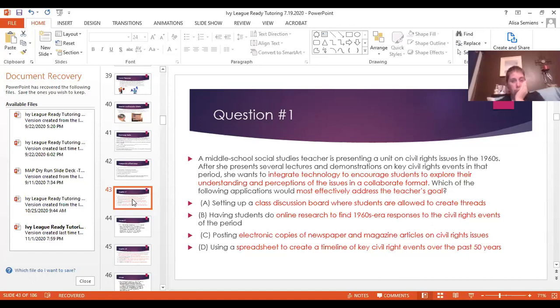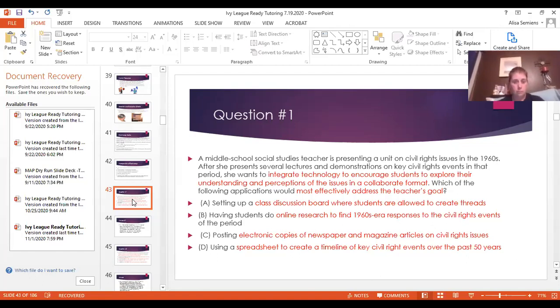Okay. So a middle school social studies teacher is presenting a unit on civil rights issues in the 1960s. After she presents several lectures and demonstrations on key civil rights events in that period, she wants to integrate technology to encourage students to explore their understanding and perceptions of the issues in a collaborative format. Collaborative. We've heard that before. Where do we see that from? The competency. Which of the following applications would most effectively address the teacher's goal?